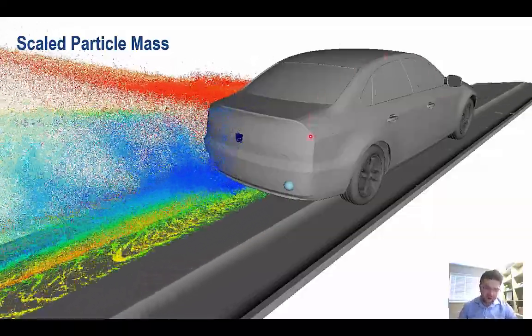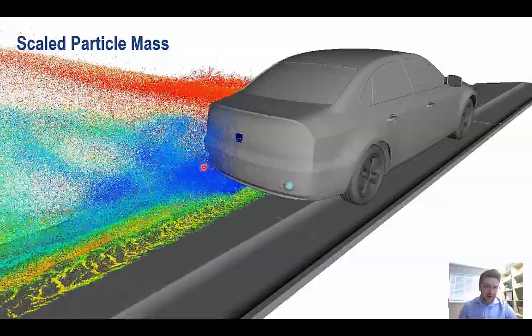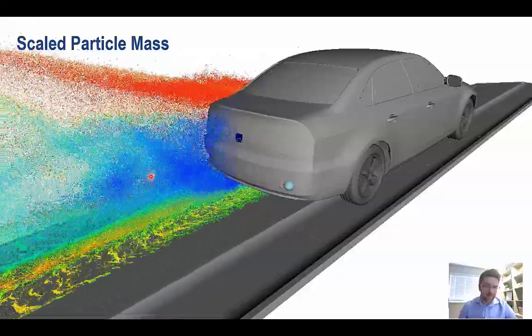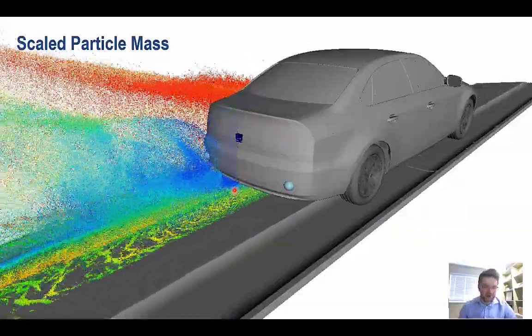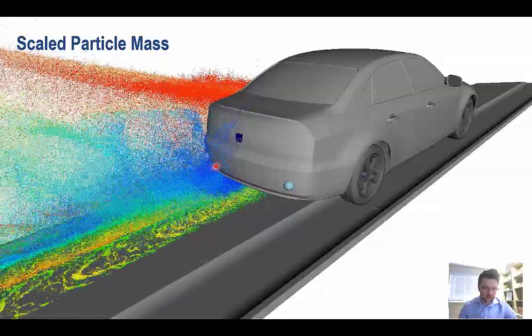So what we're seeing here is the particles getting ejected by the tyres. They're getting caught in this wake behind the vehicle and then getting recirculated and deposited onto the rear of the vehicle, and most importantly, onto our LiDAR.